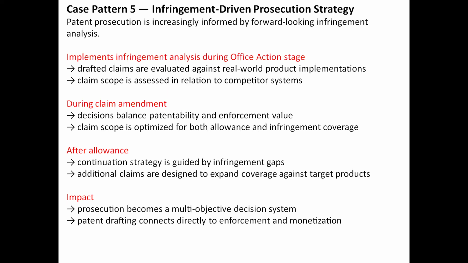And during claim amendment decisions, they balance patentability and enforcement value, and claim scope is optimized for both allowance and infringement coverage. And after allowance, the continuation strategy is guided by infringement gaps. So additional claims are designed to expand the coverage against the target product. So the impact is that prosecution becomes a multi-objective decision system, and patent drafting is connected directly to enforcement and monetization.